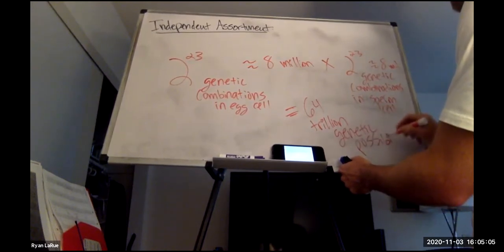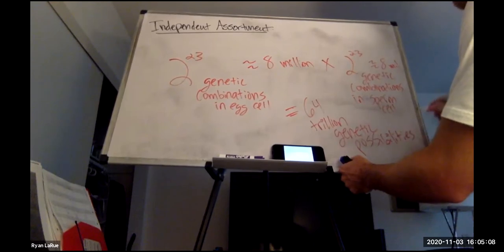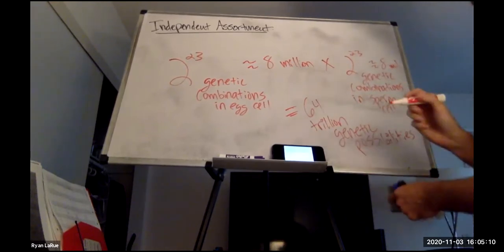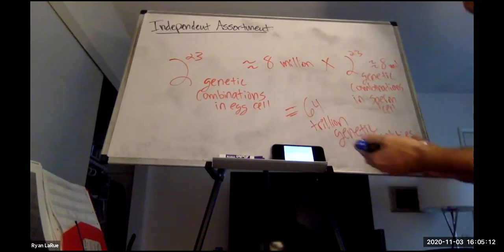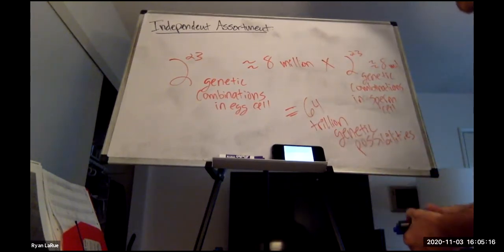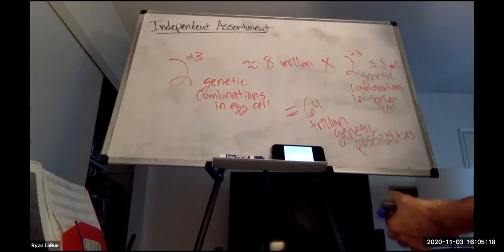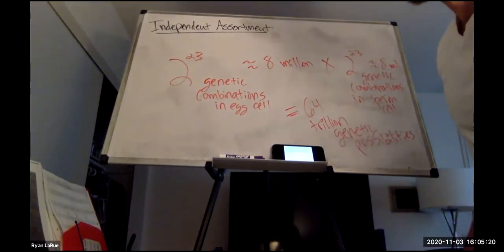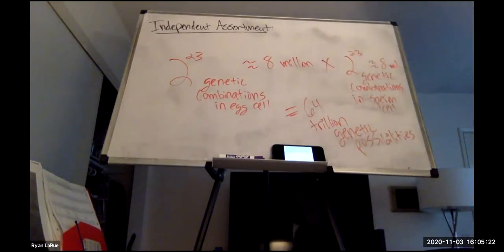And really what this means is that to create you is a 1 in 64 trillion chance. There were a lot of other options. So we're all very unique, is what I'm saying. So it's pretty amazing.